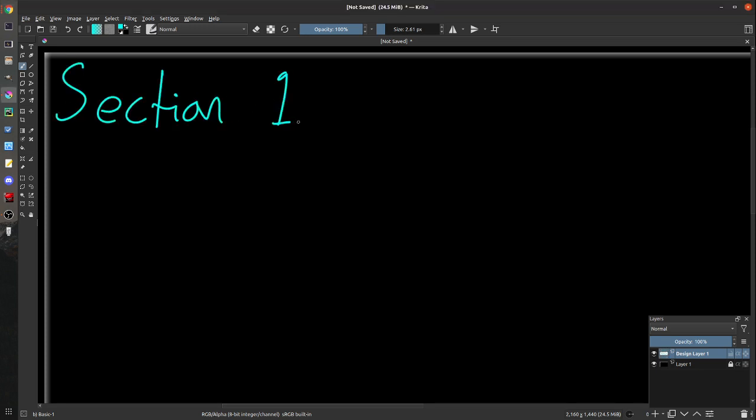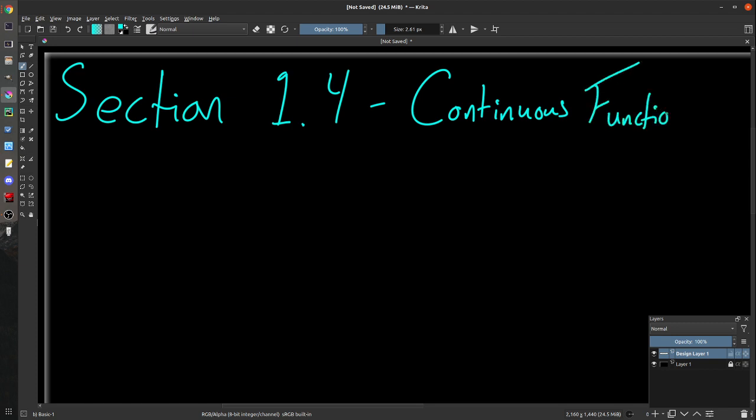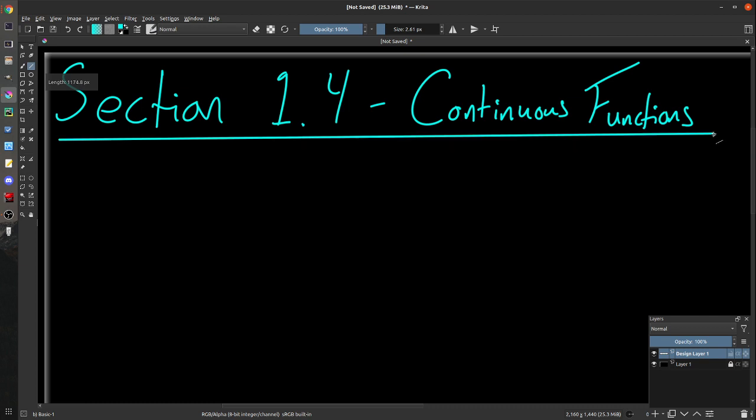So section 1.4 is all about continuous functions, which is probably one of the most important concepts, I would even say potentially in all of mathematics. Continuous functions, they're a big old deal, right? They appear pretty much everywhere. They appear in calculus, all types of analysis. They're ubiquitous in mathematics.